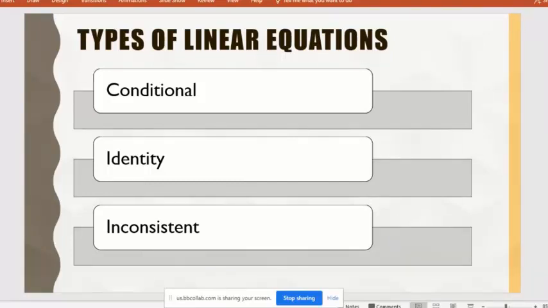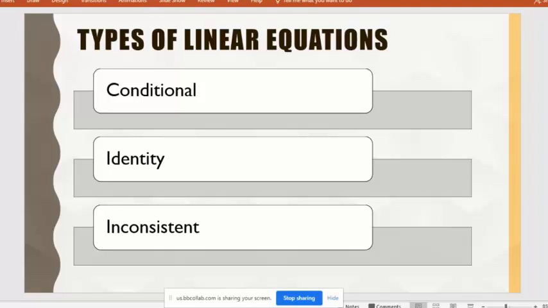Okay, so a conditional equation has a solution. An identity also has a solution, but it has an infinite number of solutions. And lastly, inconsistent is kind of what it sounds. It's an equation that has no solution at all. Okay, now I'm going to go over an example of each of these, and we'll see what your outcome looks like.